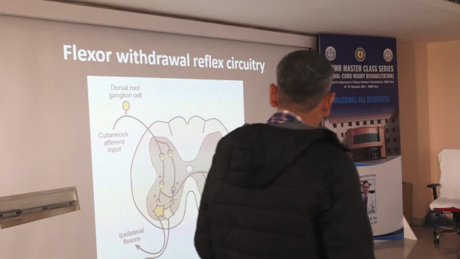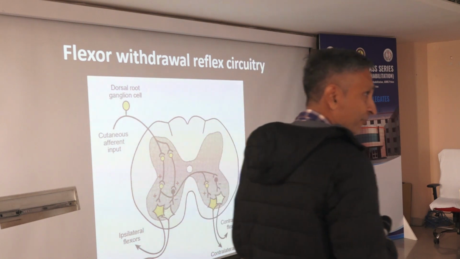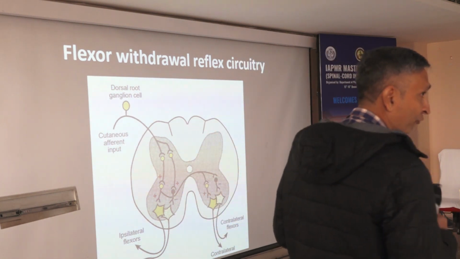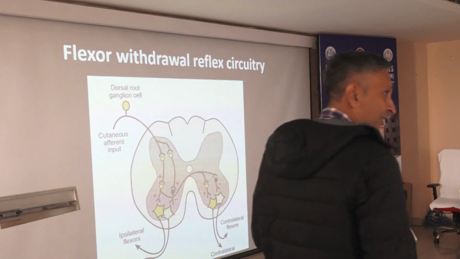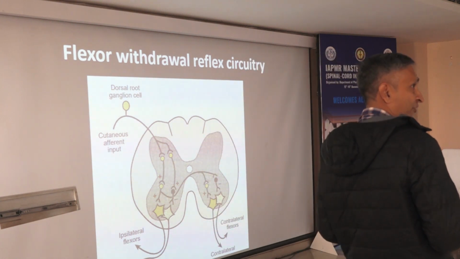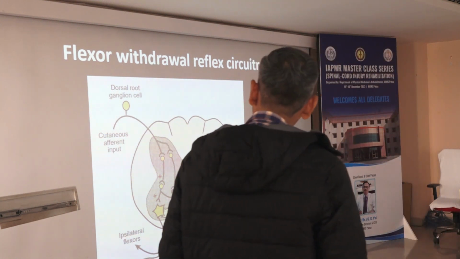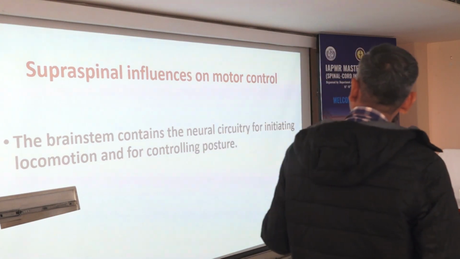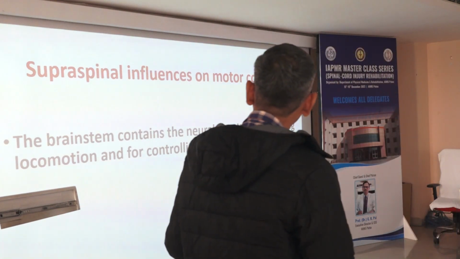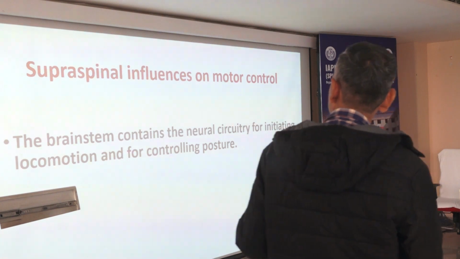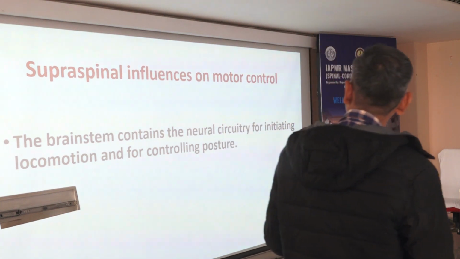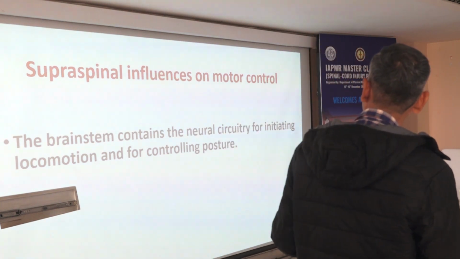And actually walking is also a reflex mechanism. You are giving some pressure to the dorsum of the foot, so that will produce an extensor thrust. So walking is also a reflex mechanism. Then the supraspinal influences, that was also mentioned briefly earlier. The brainstem contains the neural circuitry for initiating locomotion and controlling posture.